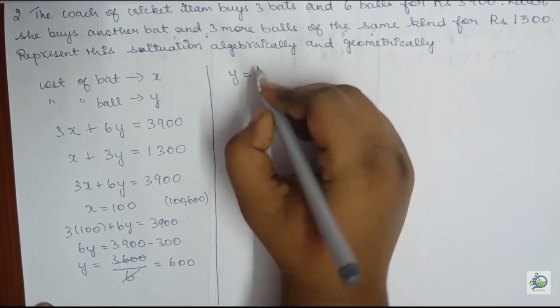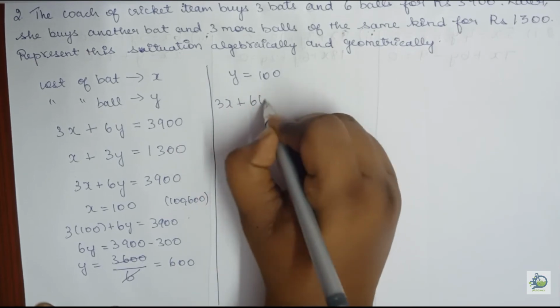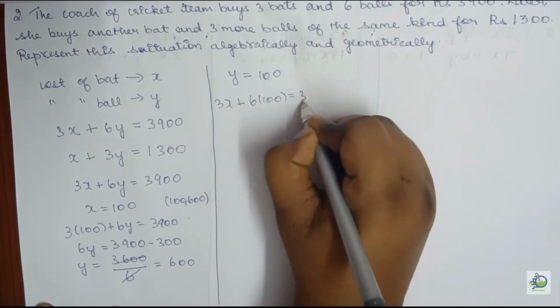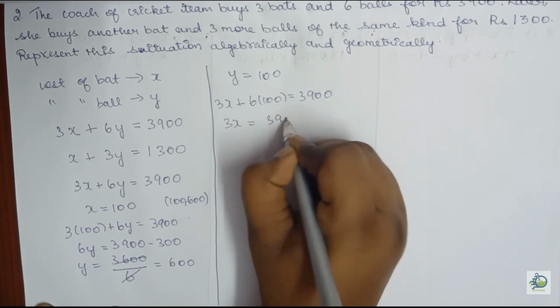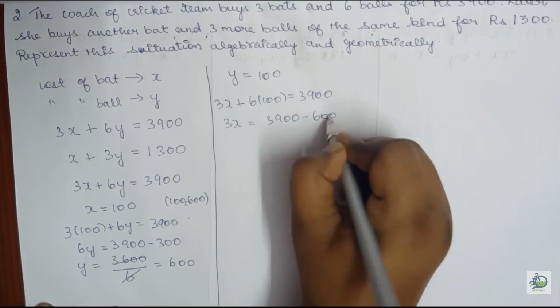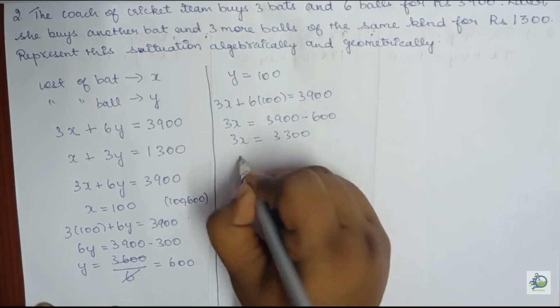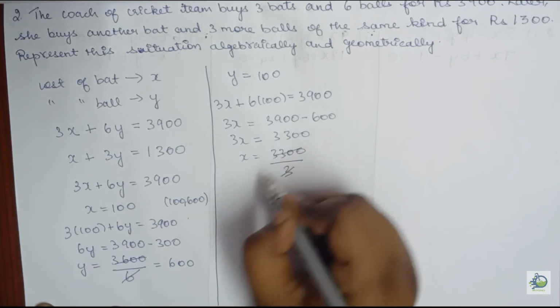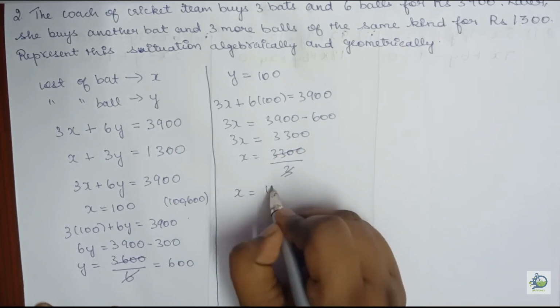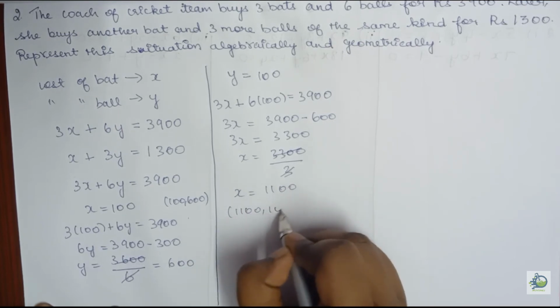y as 100. So 3x plus 6 into 100 will be equal to 3900. So 3x will be equal to 3900 minus 600. So 3x will be equal to 3300. So x will be equal to 3300 divided by 3. When I cancel these both, I get x as 1100. So the point is (1100, 100).